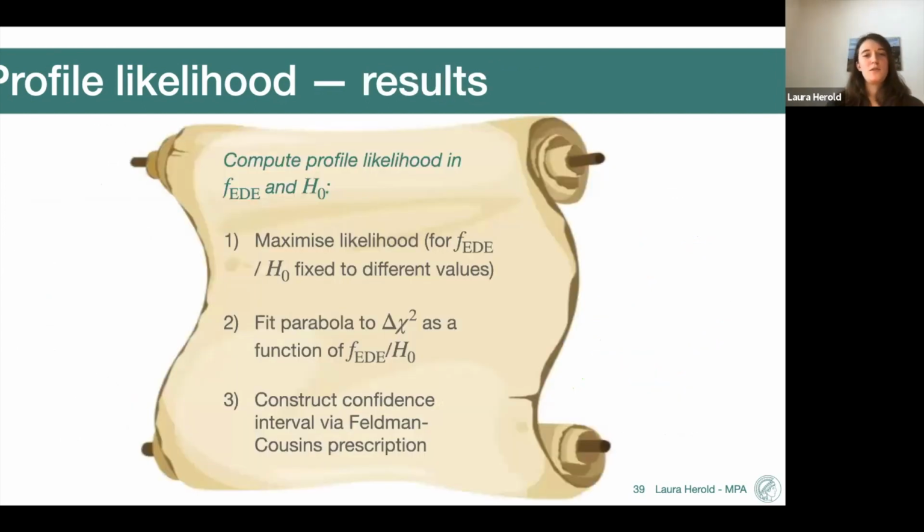So now coming back to early dark energy, we want to compute a profile likelihood in the fraction of early dark energy and in H0. For that, the first step is to maximize the likelihood for FEDE fixed or H0 fixed, respectively, to different values. The second step is to fit a parabola to the profile likelihood from step 1. And then we construct the confidence interval using the Feldman-Cousins prescription.